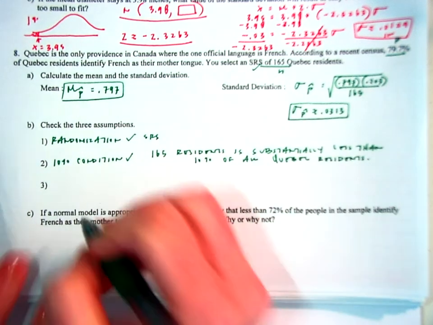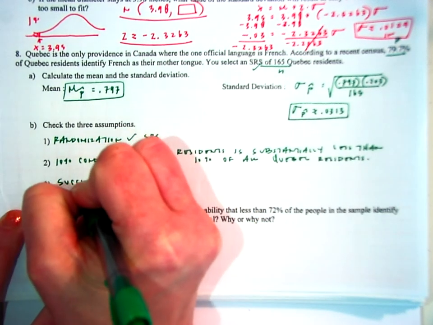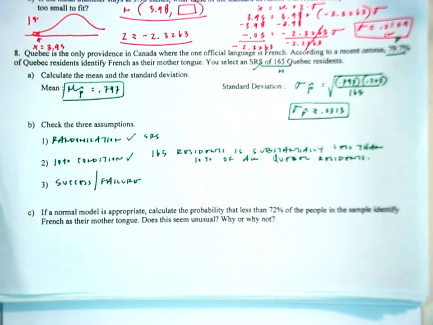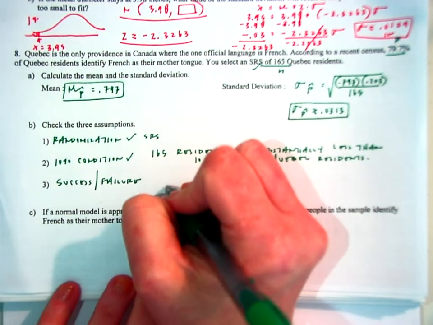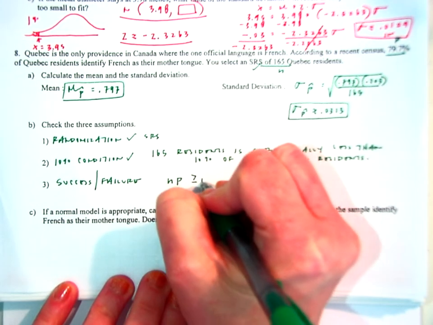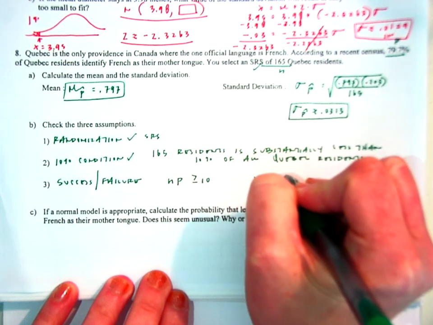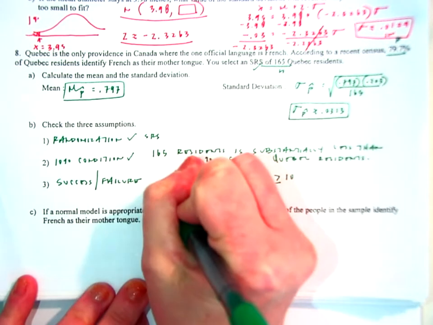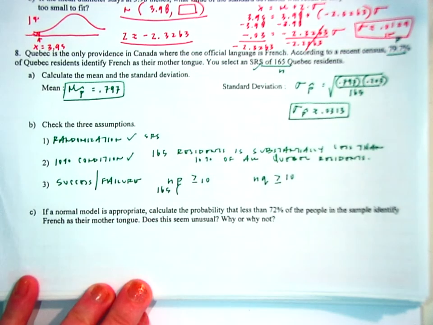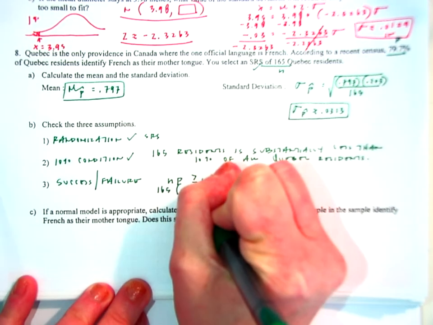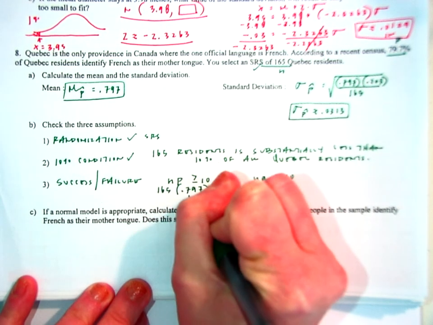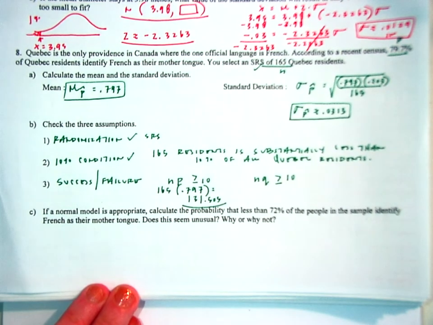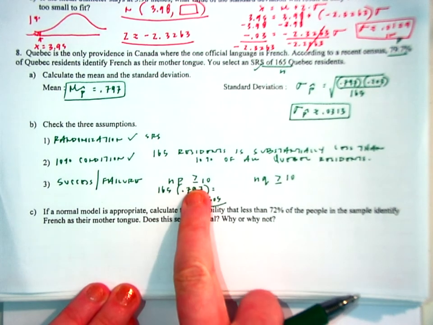Okay, lastly, success failure. So we want it big enough, but not too big. Here we're checking to make sure that we have enough successes and enough failures. So we're looking at our sample size of 165 multiplied by our probability of success, 0.797, and we get 131.505. Great, more than enough. We definitely have enough successes, definitely more than 10.